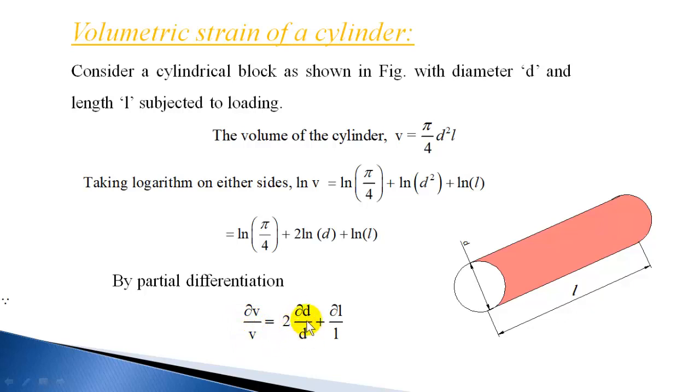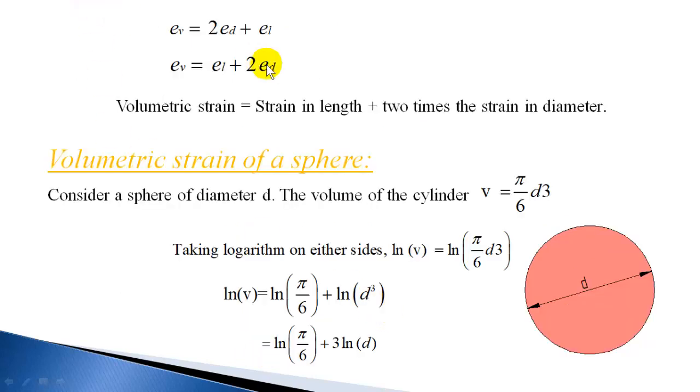Del d by d, differential change in diameter to the initial diameter, is diameter strain. So 2 times the diameter strain plus del L by L, differential change in length to initial length, is strain in length. So volumetric strain is 2 times diameter strain plus strain in length. So EV is equal to 2 times ED plus EL, or you can write it as EV is EL plus 2ED. I have written the strain in length first, plus 2 times strain in diameter.